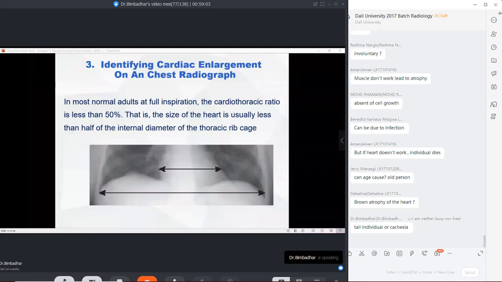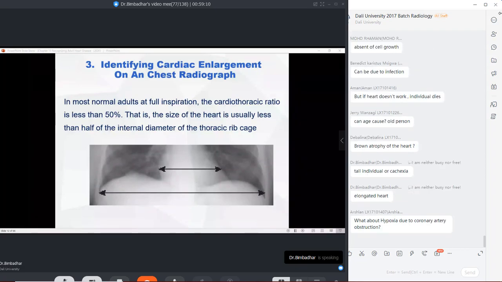The heart looks elongated. Okay, elongated heart. Okay, we will talk about it. Okay, don't deviate the subject towards really bigger questions.